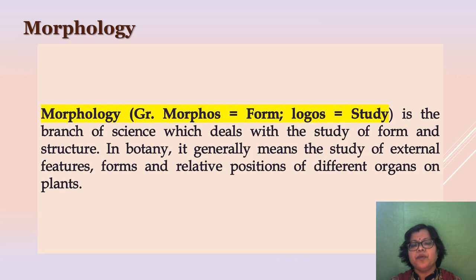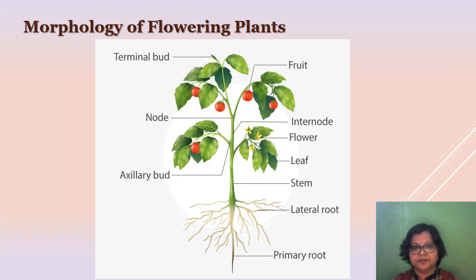First, morphology. What does it mean? Logos means study. Morphos means form. Then what is morphology? Morphology is the branch of biology, especially botany, which deals with the study of external features, forms, and the relative positions of the different parts of the plant, not internal.